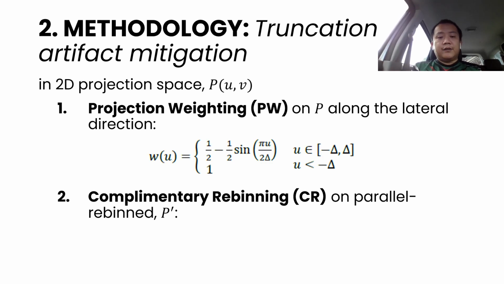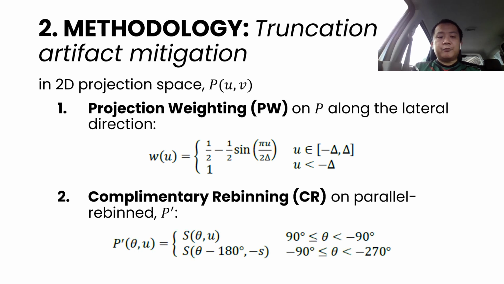The projection weighting algorithm basically applies a smoothing function, as shown in the slide, on the 2D projection along the lateral direction where it is truncated by the asymmetrical detector. As for the complementary rebinning algorithm, firstly, the 2D projection images are rebinned from the default fan beam geometry to the parallel geometry. Subsequently, the parallel rebinned projections are rebinned complementarily based on the conjugate angles, such as the figures shown in the previous slide, thus completing the projections that were truncated earlier. Then, the rebinned projections are reconstructed using a half-scan angle as opposed to the original 360-degree ring.